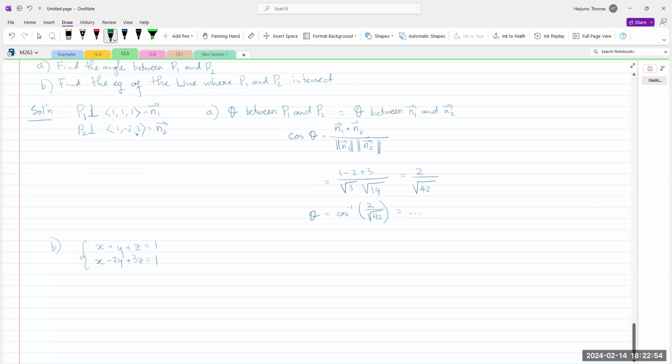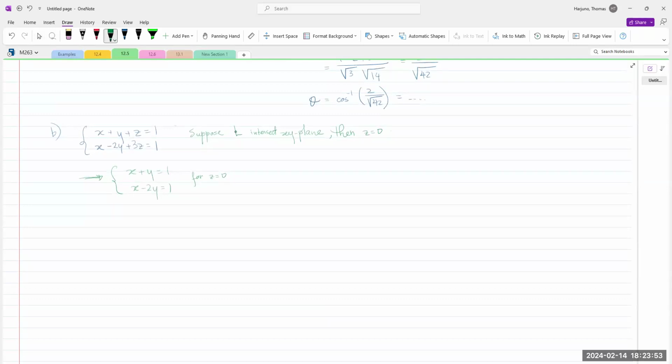Suppose L, the line where these two planes intersect, intersects the XY plane. Then the intersection will be, the z has to be 0, right? That's the trick that we do, such that instead of having two equations with 3 variables, now we have 2 equations with only 2 variables, because we set z equal to 0.